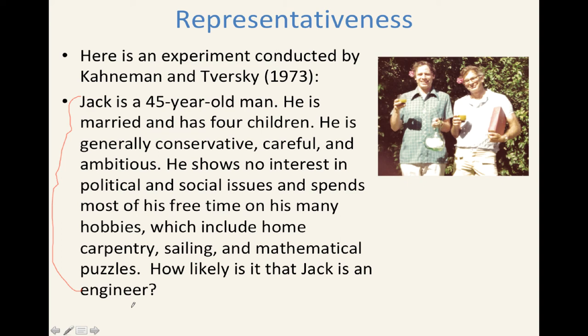And so if we have to guess how likely it is that Jack is an engineer, we're probably going to be relying on a stereotype, right? So this is representativeness. How representative is Jack of an engineer? He's generally conservative, careful, and ambitious. Spends most of his free time on his many hobbies, which include home carpentry, sailing, and mathematical puzzles, right? That's a big one. A lot of the characteristics perhaps of Jack might be consistent with your mental image of an engineer, right? With no numerical information, we would probably say, yeah, he's pretty likely to be an engineer.